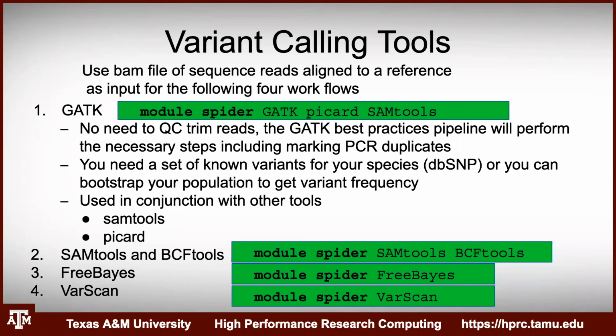In order to use GATK, you'll definitely need to be able to use SAMtools and Picard. Other variant calling tools are SAMtools and BCFtools, which have some functions to call SNPs, as well as FreeBayes and VarScan. So there's a number of options.